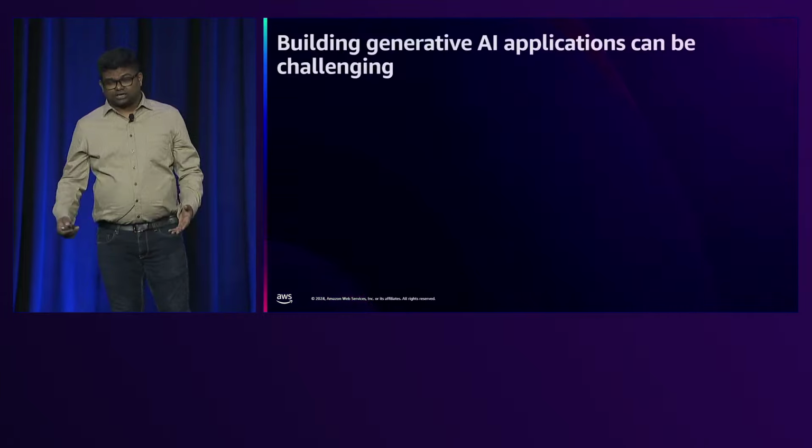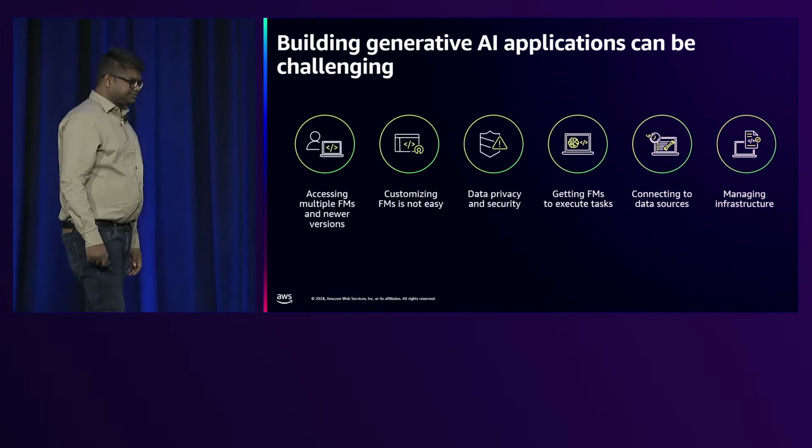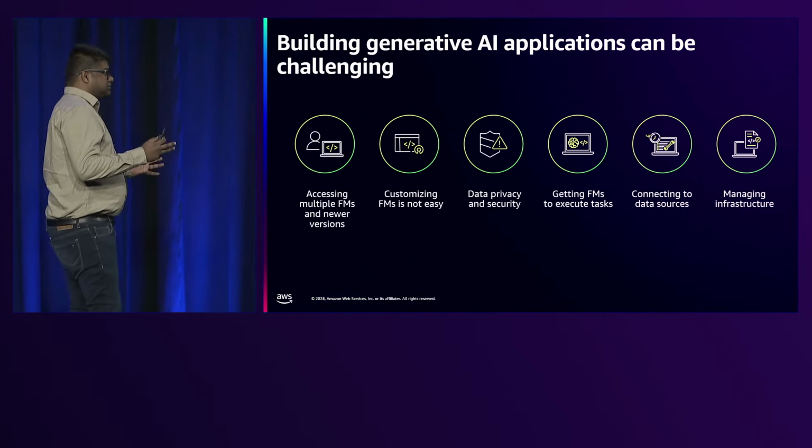I'm Rama Ponuswamy. I drive worldwide go-to-market for AI/ML on EKS. So, talking a little bit about some of the common challenges that we see our customers face when they start to scale their Gen AI workloads in production. It's sort of along 3 different buckets, right?